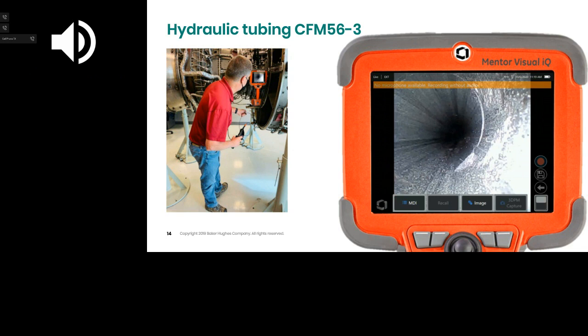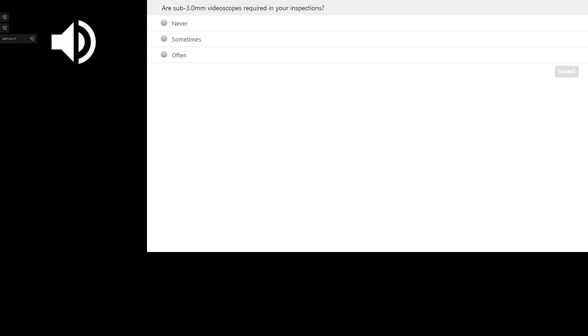So let me ask you a question about that. Are there inspections that you're required to do regularly that are using sub 3 millimeter? Are you never doing that? It's just not something that's required for your task? Are you sometimes having to do that, or is it something that you're doing often? Just take a moment for you to take a look at those questions, and then we'll move on to the rest of this information we have.